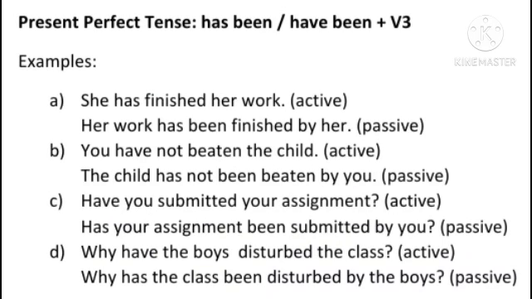Present perfect tense. In active voice, we use has or have as helping verbs and third form of the main verb. In passive voice, we'll use has been or have been and third form of the main verb. Examples. She has finished her work. Now, her work, which is the object in active, will become the subject in passive. Her work has been finished by her.